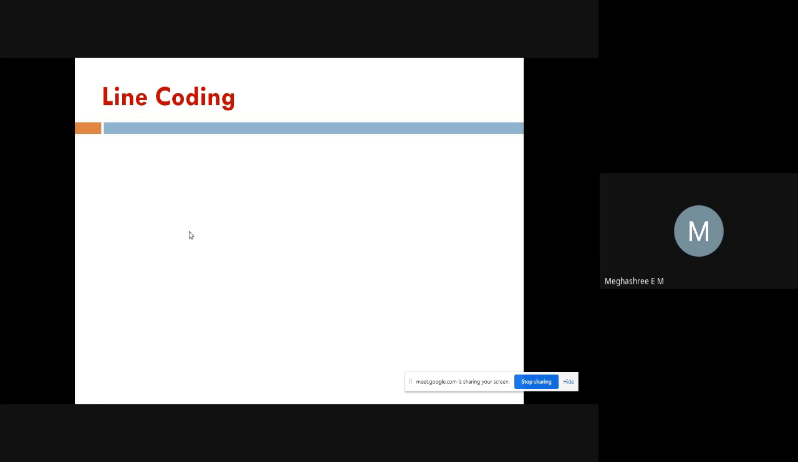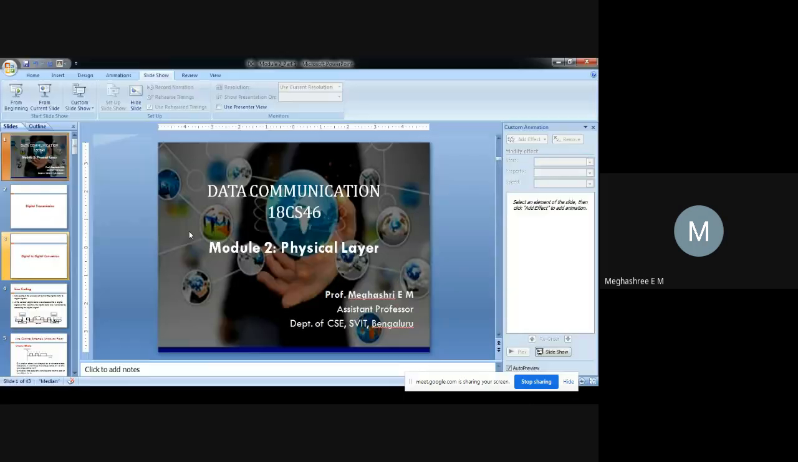I'll repeat. This conversion method, converting digital data to digital signal, is done by three techniques: line coding, block coding, and scrambling. Out of these three, you need to study only one method, that is line coding.